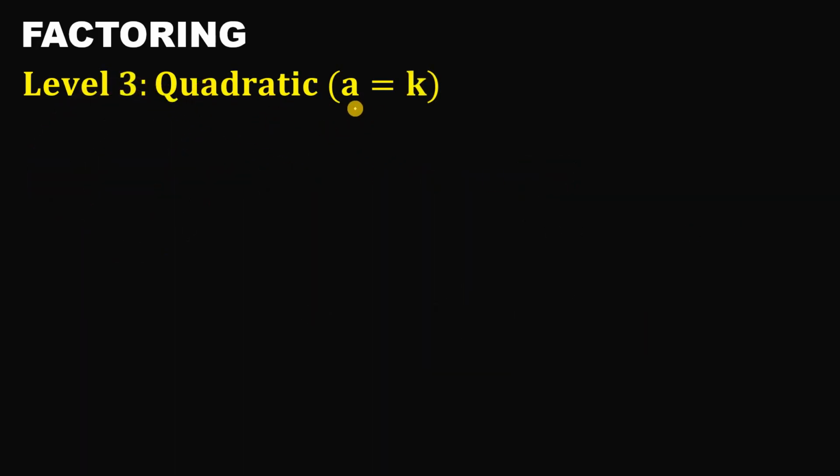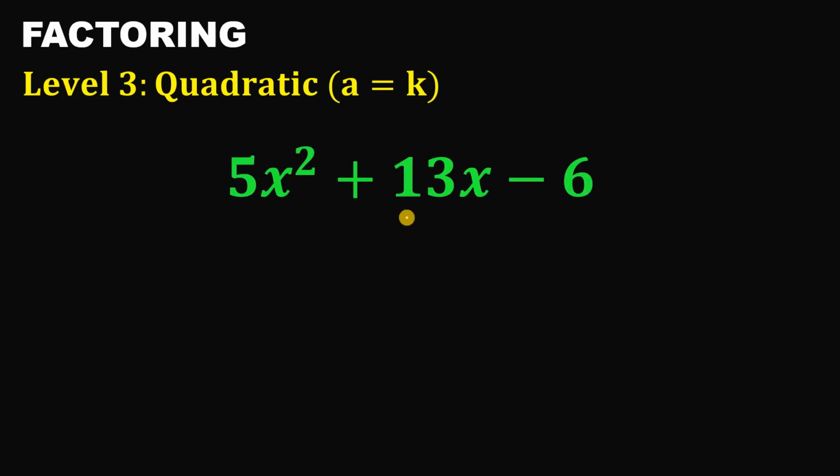Alright, so let's have level number 3. We're in quadratic equation, wherein the coefficient of x squared is any real number. So 5x squared plus 13x minus 6. Pause this video right now because I will show you the solution in 3, 2, 1. So, to answer this kind of question, first, let's multiply the coefficient of x squared and the constant term, which is 5 times negative 6, which is negative 30.